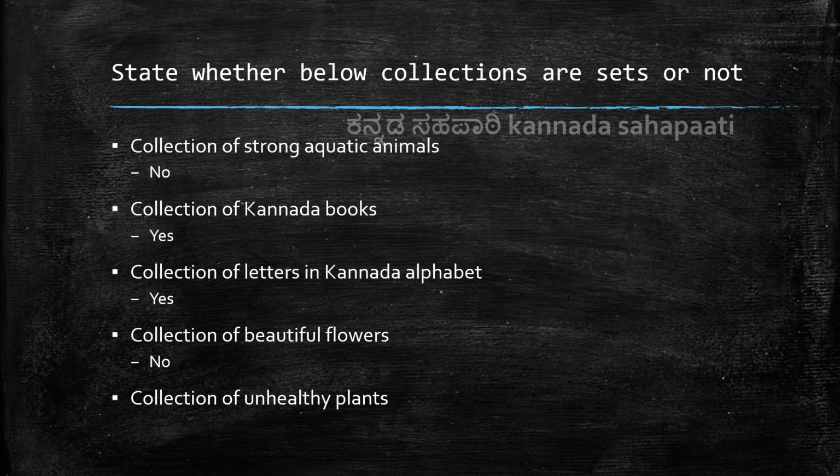Collection of unhealthy plants. We can't easily decide whether a plant is healthy or not without any confusion. Therefore, we conclude that collection of unhealthy plants is not a set.